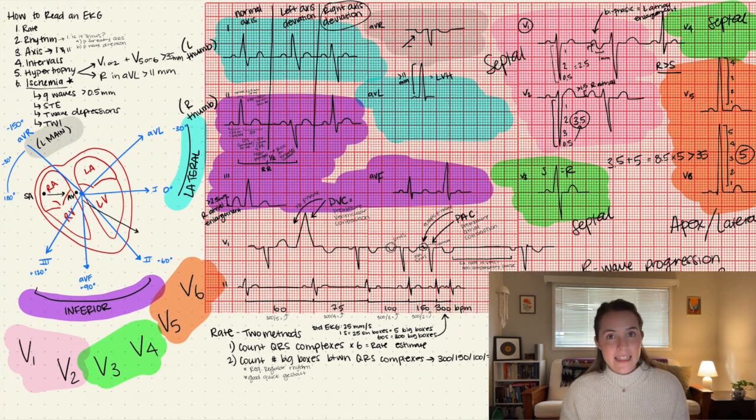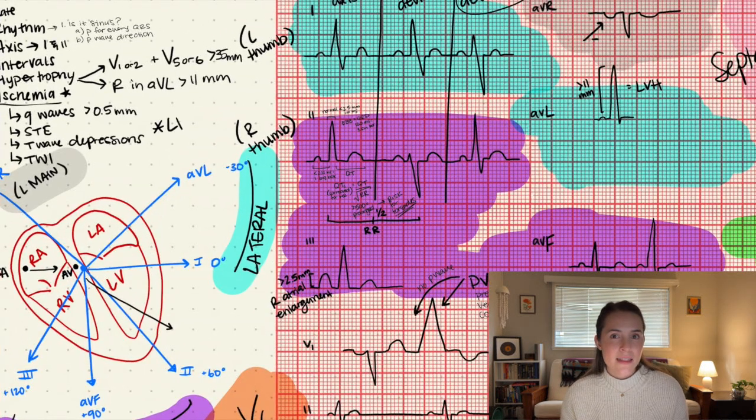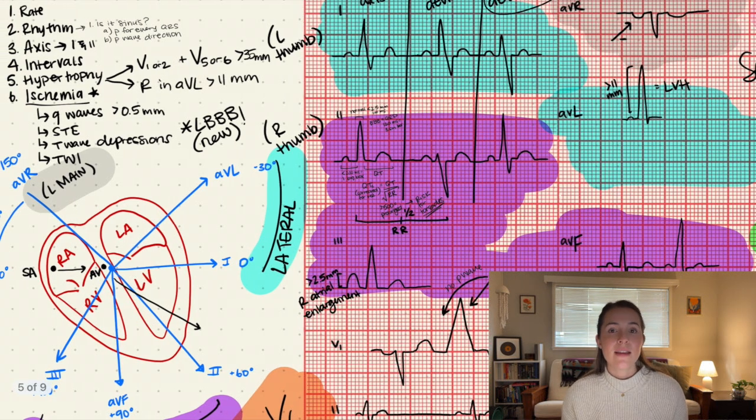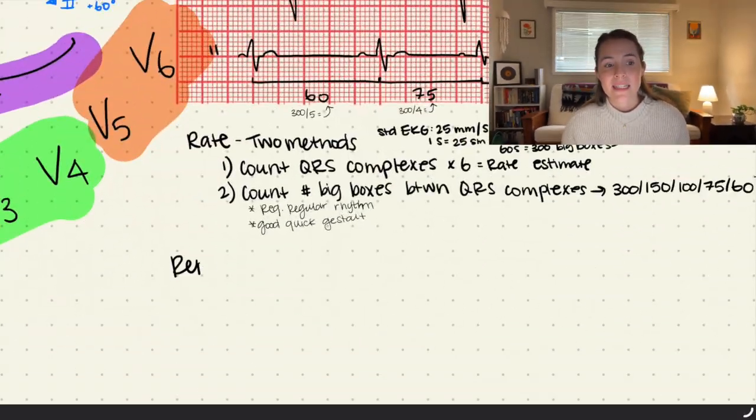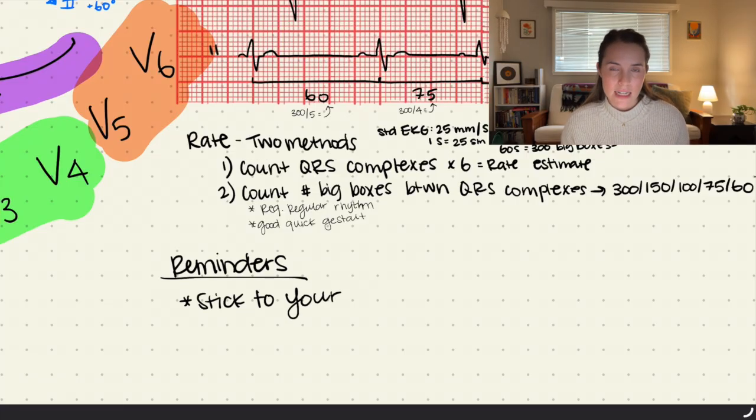All right, the last thing to keep in mind is if you do find a left bundle branch block that's new, you should probably consider that an ischemic presentation until proven otherwise. And that's really it. I think it's just really important to develop this approach and stick to it so your eyes develop a muscle memory of where to look over time.